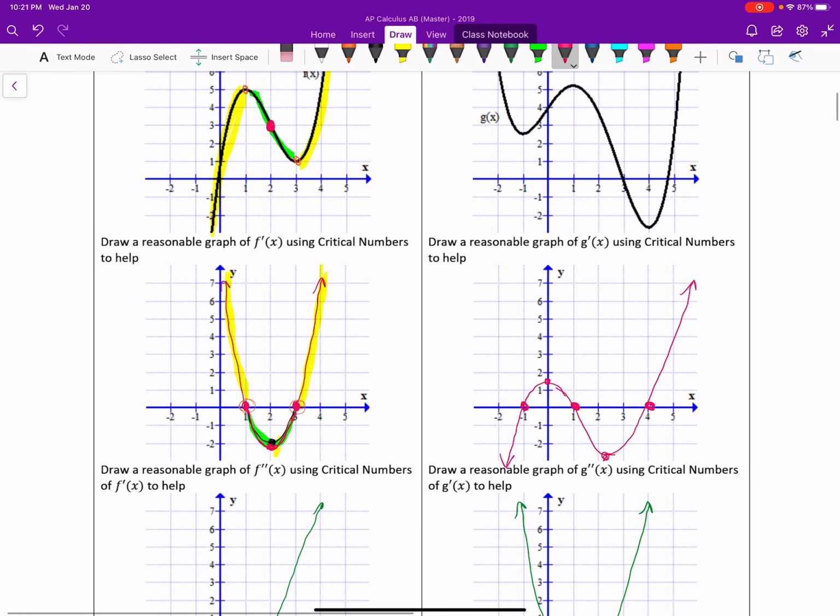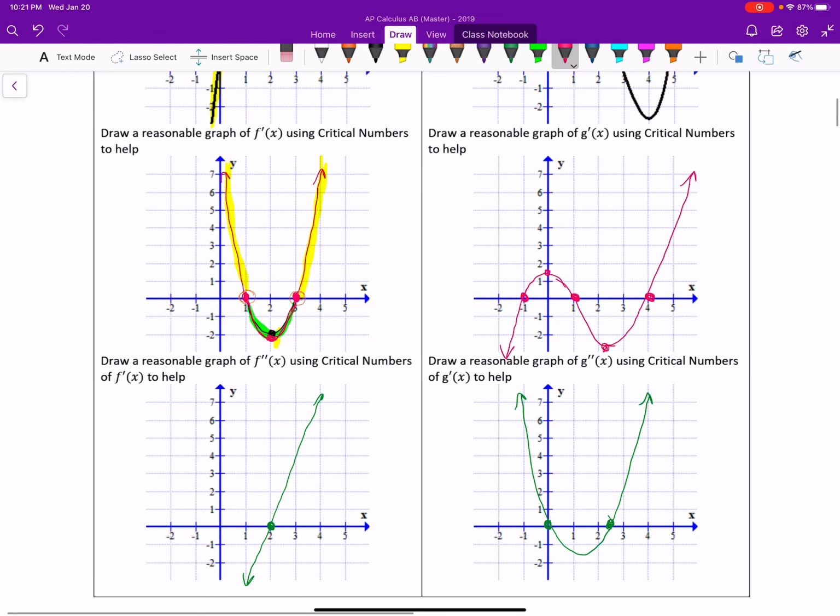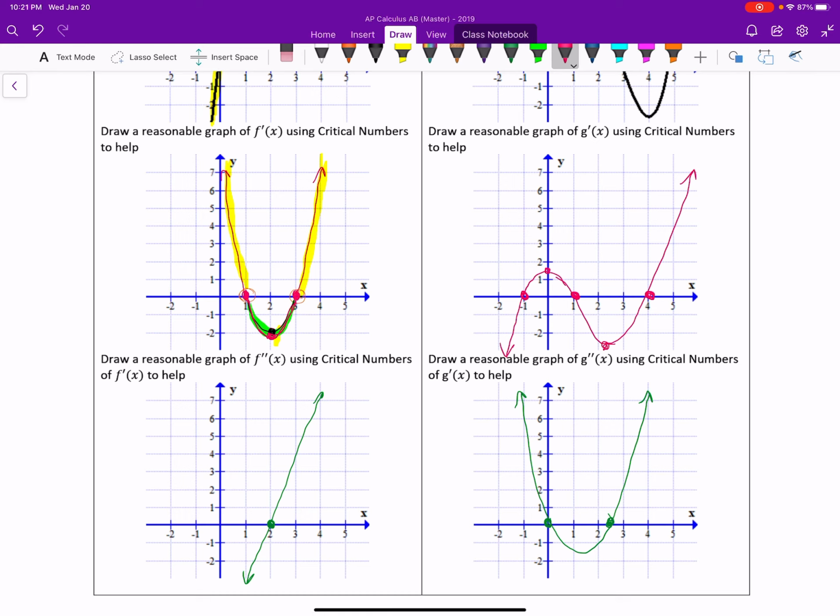If I'm then drawing the second derivative of that, I'm drawing the derivative of the derivative. So then I'm looking for where this function now has maxes and mins. So this function here, my derivative function, f prime, has a minimum at x is equal to 2, it looks about. So that means that my second derivative will have a 0 there.